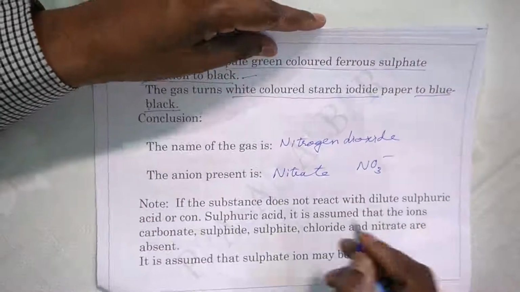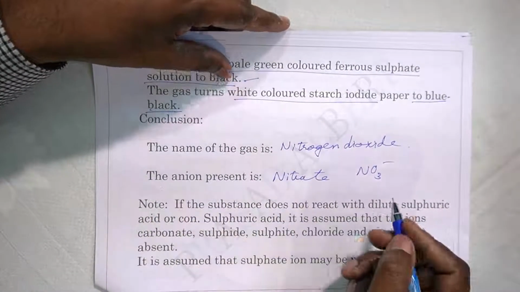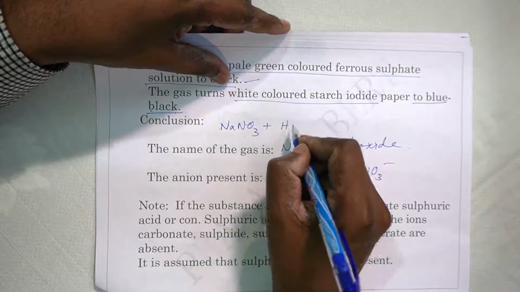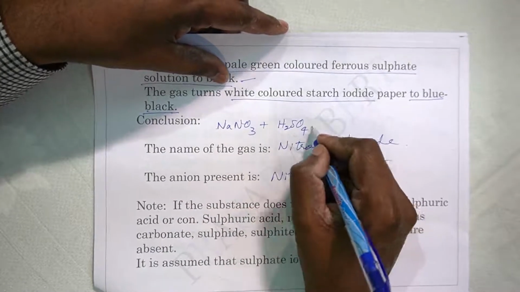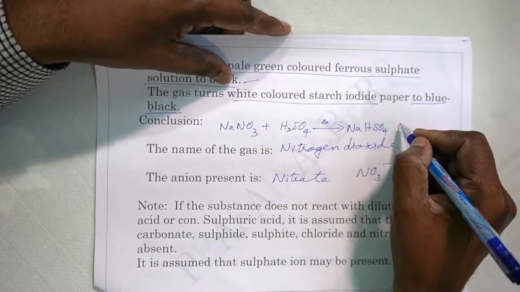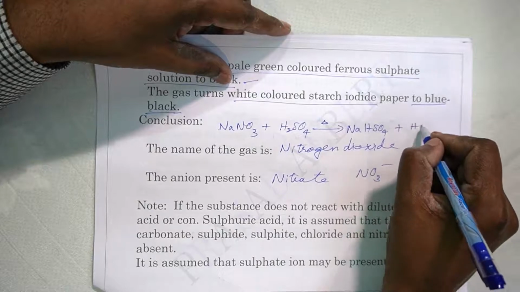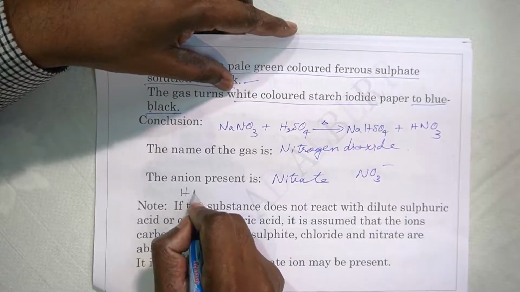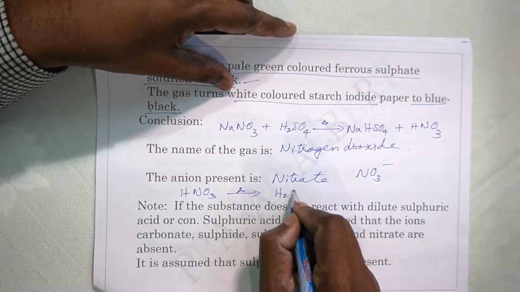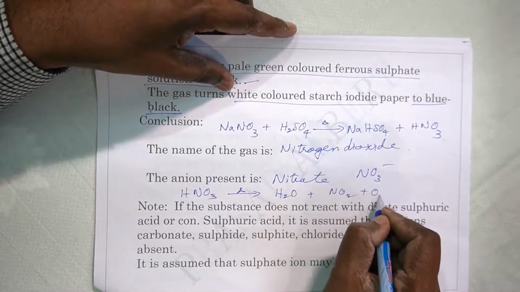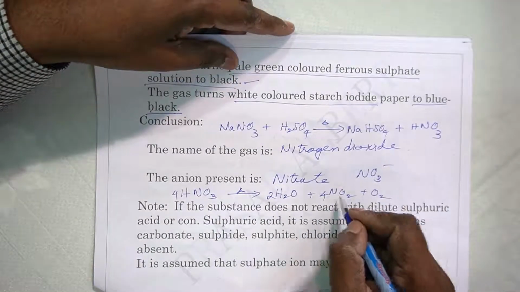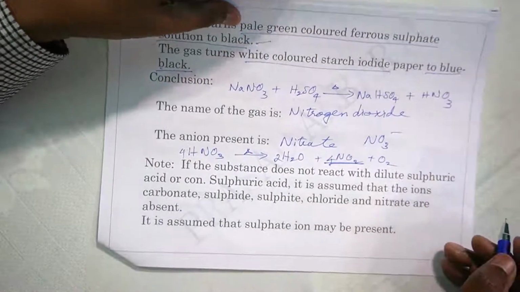So what can be a possible reaction? If you write sodium nitrate, NaNO3, plus concentrated H2SO4, sulfuric acid, on heating it will give NaHSO4 plus HNO3. Now HNO3 is unstable and will decompose because of the heat to give H2O plus NO2 plus O2. So 4 and 2, 4. Yeah. So nitrogen dioxide is evolved, which is giving the reddish brown color.